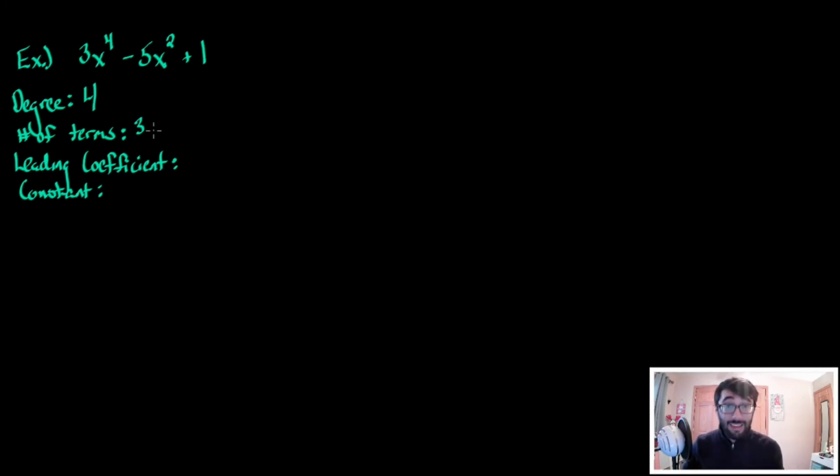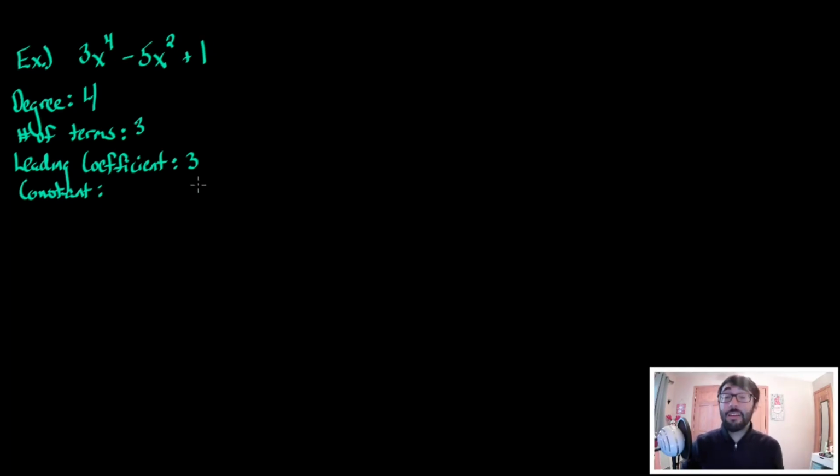But what's nice is if we have it in standard form like this, highest exponent to the lowest exponent, the first term's coefficient is going to be the first coefficient. So the coefficient on this one is actually 3, because we have 3x to the 4th. Now the leading term is 3x to the 4th, but the leading coefficient is just 3.